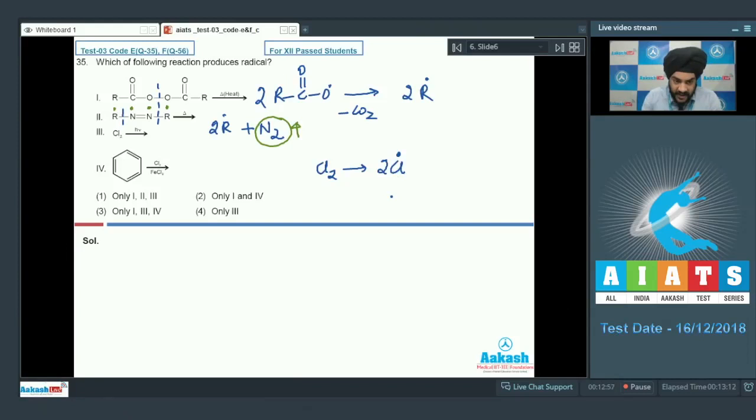Now if you look at the fourth structure now, in the fourth structure we have electrophilic aromatic substitution of benzene, in which chlorine is substituting a proton. So students, this reaction does not proceed via radicals. It involves the carbocation mechanism. So students, out of the given reactions, only 1, 2 and 3 lead to the formation of radicals. And students, we have to select option 1 as the correct answer to question number 35. Let us look at the next question.